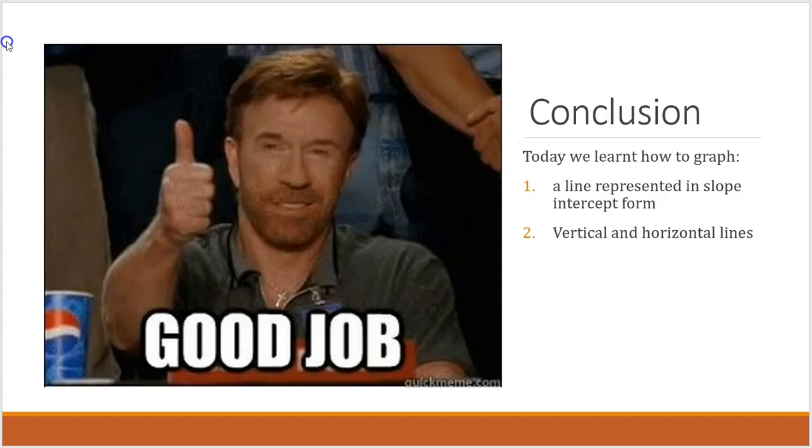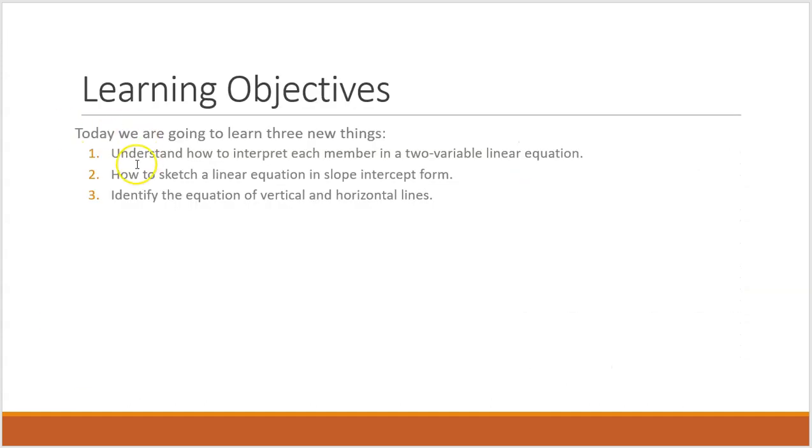Firstly, we learned how to understand and interpret each member in a two-variable linear equation. Then we learned how to sketch linear equations in slope-intercept form. And then finally, we learned how to identify the equations for vertical and horizontal lines.